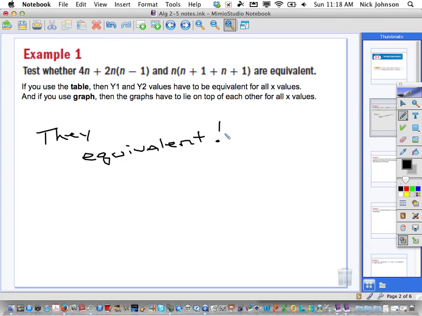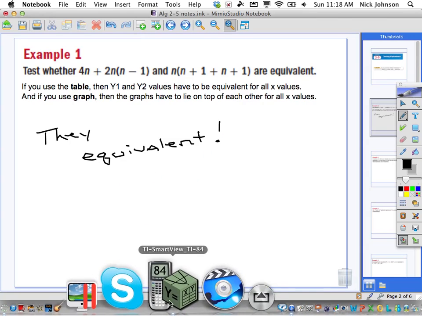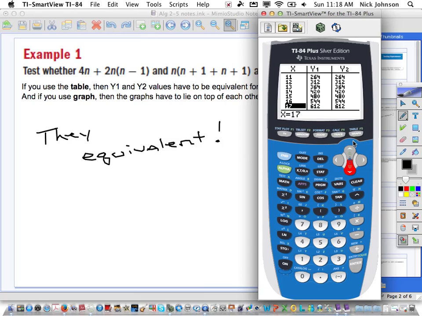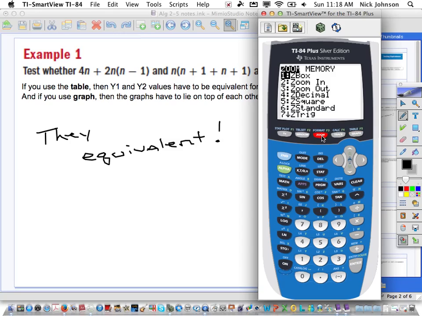How can you tell looking at your graph? Well, same basic deal. If I hit graph, and I'm going to go to Zoom, Z Standard, so I can look at my standard viewing window. If you look at your graph, it's just one parabola, okay? Since it's just one parabola, that means it probably lies on top of each other. Therefore, by looking at this graph, they are equivalent. There isn't something else over here, okay? If there was, then we'd have to say not equivalent. But these appear to be equivalent.